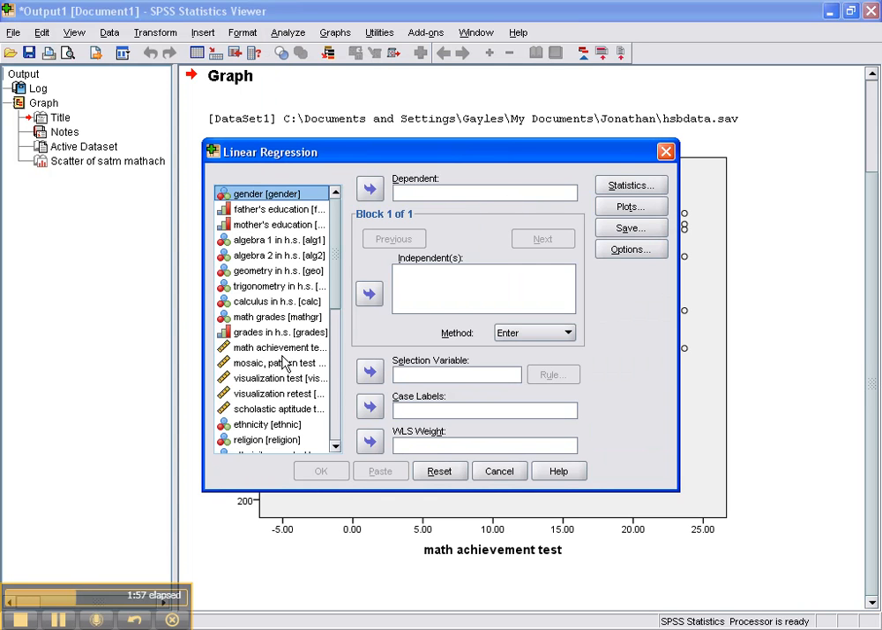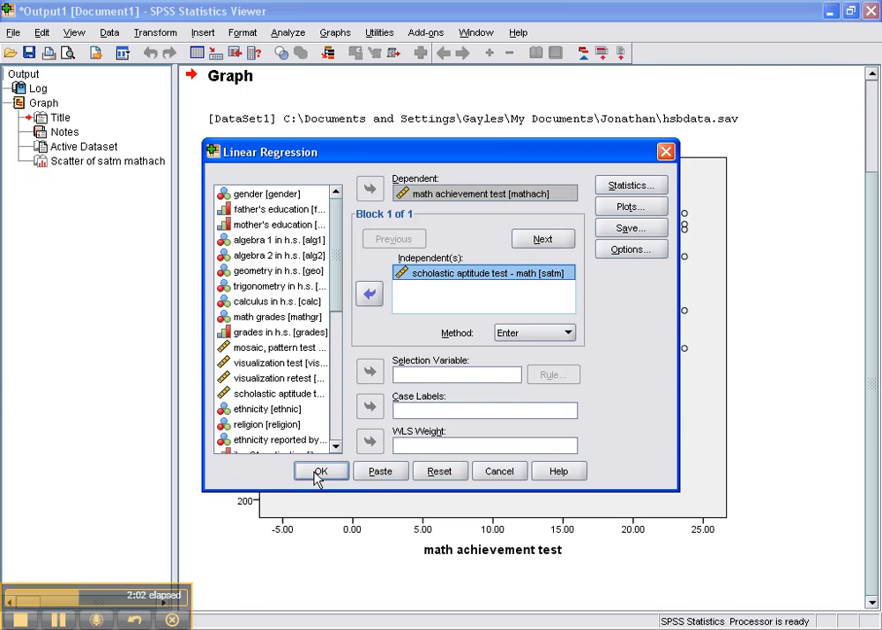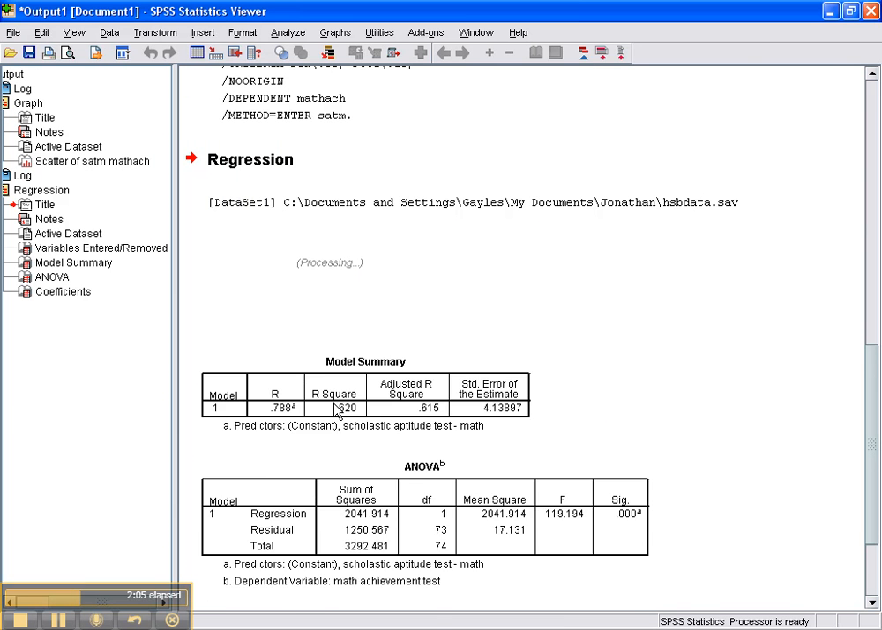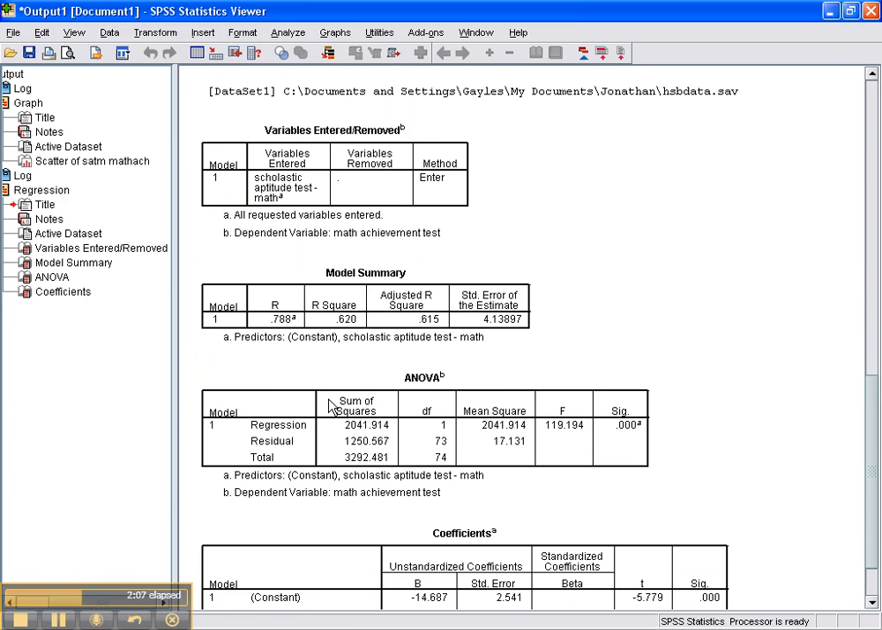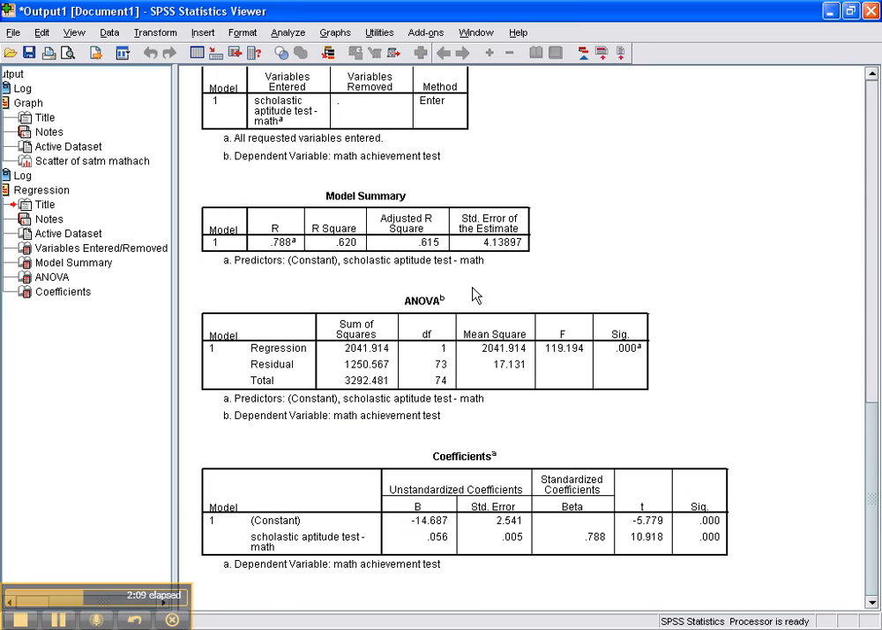Our dependent variable, math achievement test. Independent variable, SAT math. Boom. Okay, so your eye should immediately go here. Is it significant? Yes, there's a significant relationship. How much variation in the dependent variable is explained by the independent variable? Over 61%.